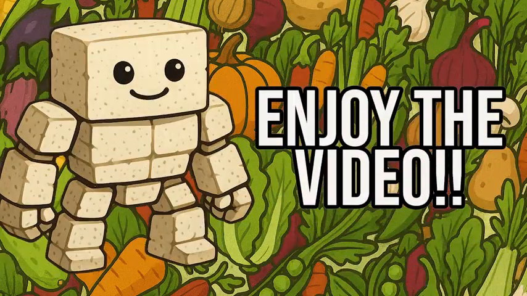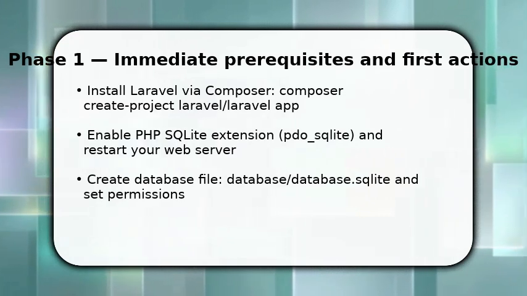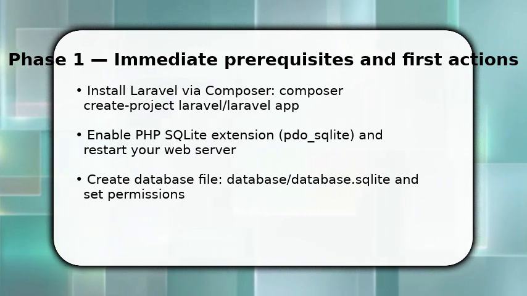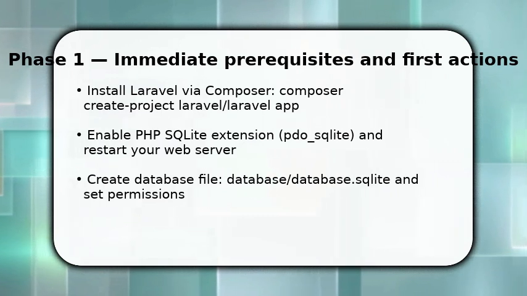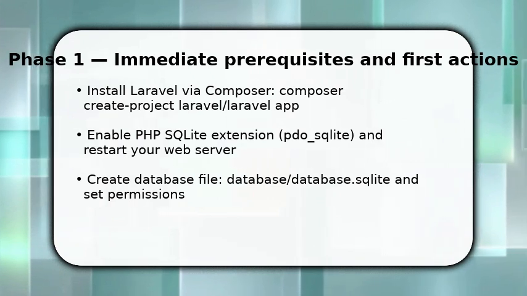Please enjoy the video. You start by preparing Laravel to talk to SQLite. Create the database file in database/database.sqlite and set writable permissions so Laravel can migrate. Next, open .env and change DB_CONNECTION to sqlite, then clear cached config so changes apply.